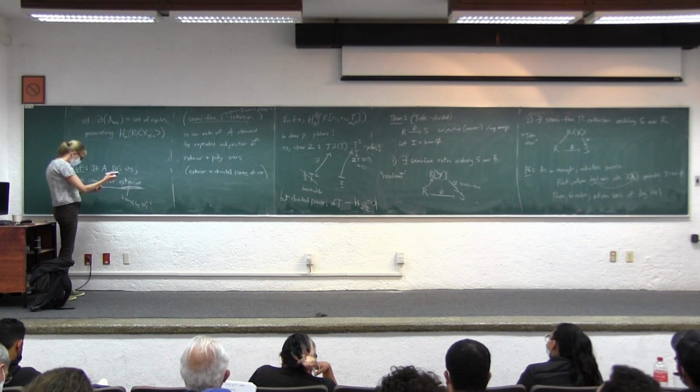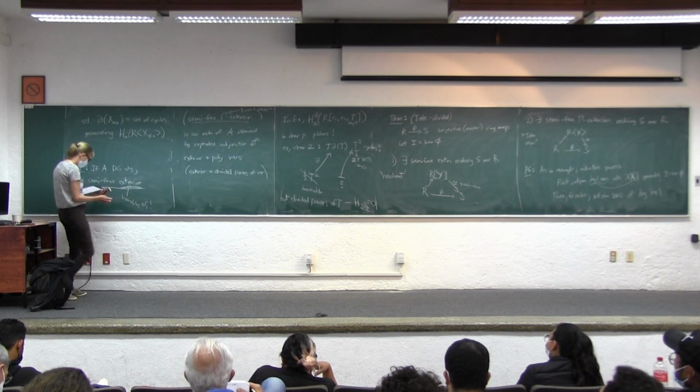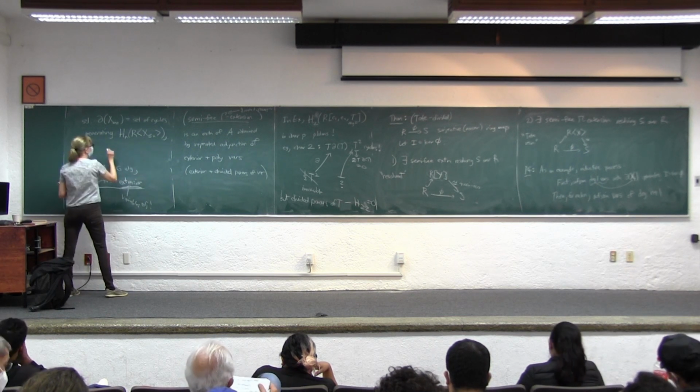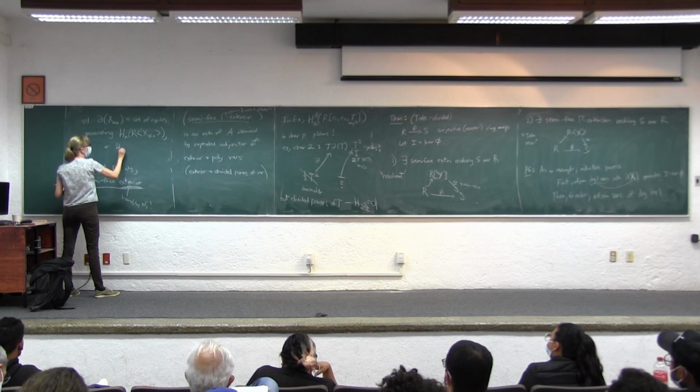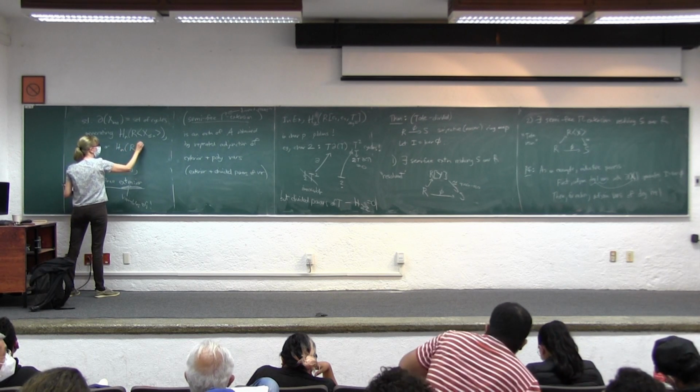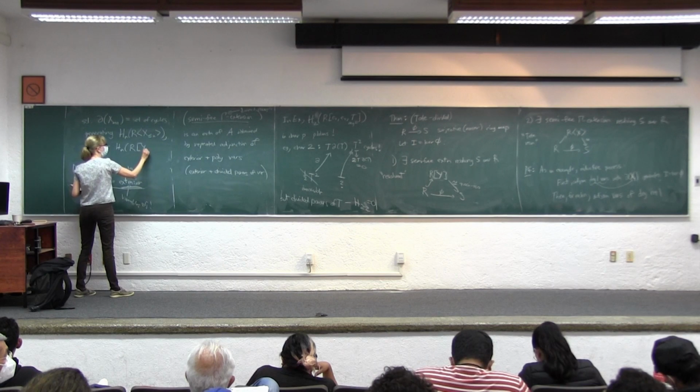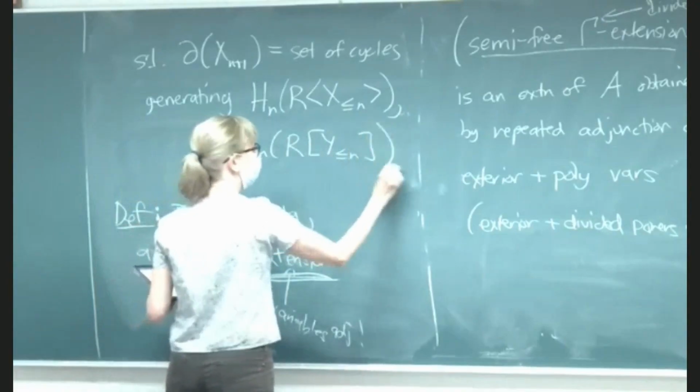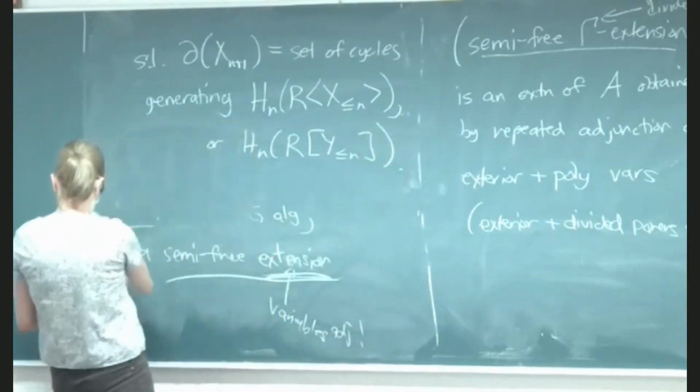Okay. Oh, sorry. I'm supposed to be doing both proofs at the same time. Or Hn of R, square bracket, Y less than or equal to n, close. Okay. So there you go.